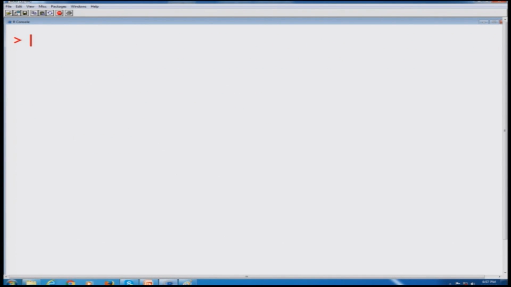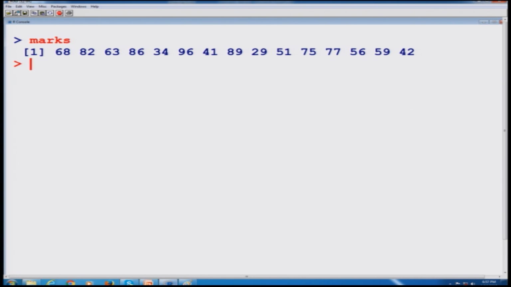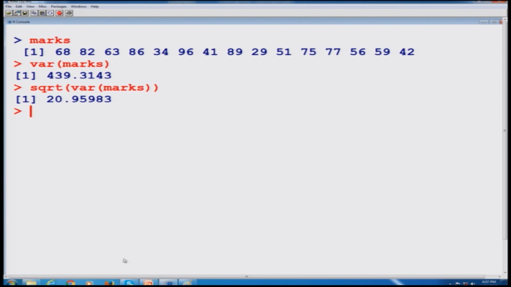You can see here we already have this marks data set. Now first I try to find out the variance of marks. You can see here you have to use the function var. As soon as you enter, you get its variance, and in case you want to find out the standard deviation, you simply have to find out the square root of the variance of marks, and the positive square root is called the standard deviation. So, this is the standard deviation of the data vector marks.